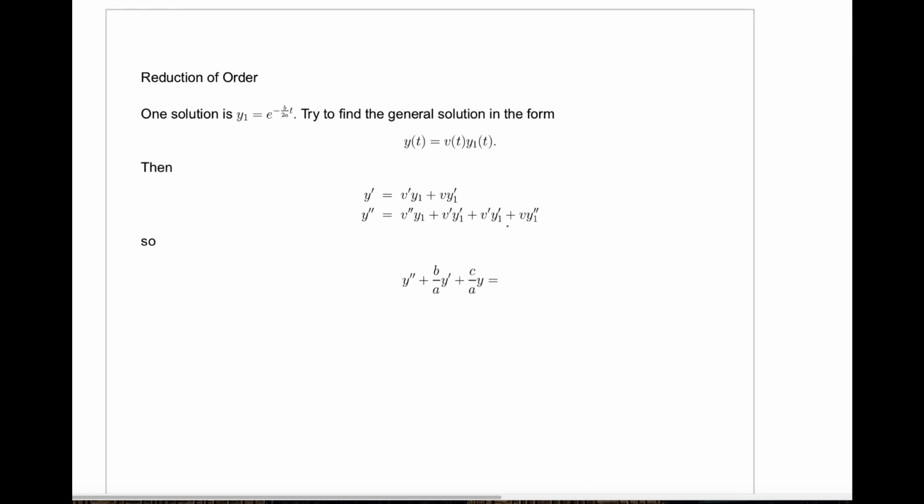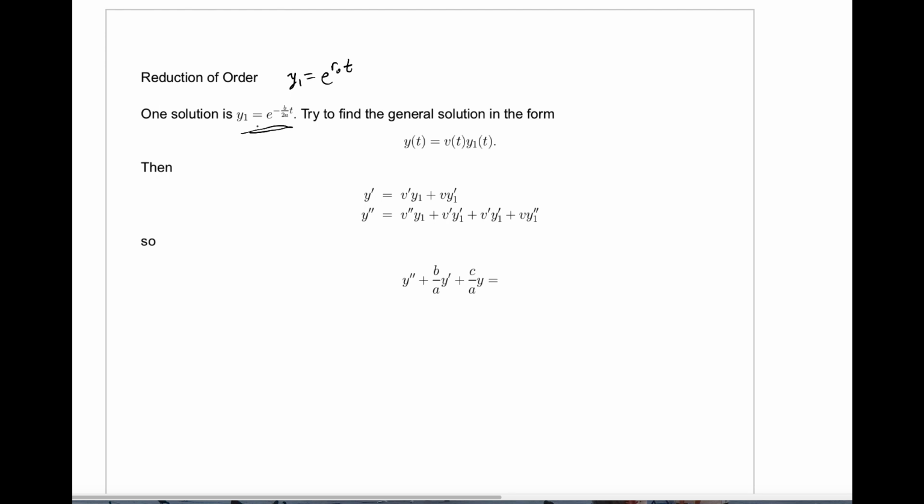Now, we already know one solution to this differential equation. That one solution is exactly y1 is e to the r naught t, where r naught is that one solution to the characteristic equation. So that's y1 equals e to the minus b over 2a times t. So we know that is a solution. But we also know that in general we have two independent solutions that form a fundamental set of solutions. And here we've got only one. Of course, every multiple of this solution is again a solution, but you're not going to get a second independent solution just by taking multiples of this one. So how do we find it?